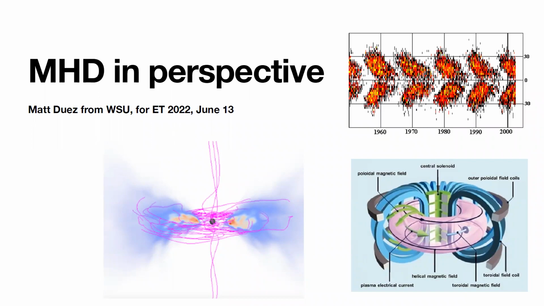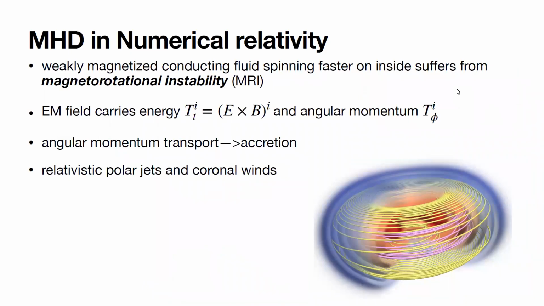All right, so you join a numerical relativity group. Your advisor tells you magnetic fields are important. You have to know about magnetic fields. Why? Your advisor will tell you two things. One, magnetic fields destabilize our flows. If we have an electrically conducting fluid, weakly magnetized, and it's spinning faster on the inside than the outside, which happens very commonly in astrophysics, then you will suffer from the magnetorotational instability. This will create turbulence, right?